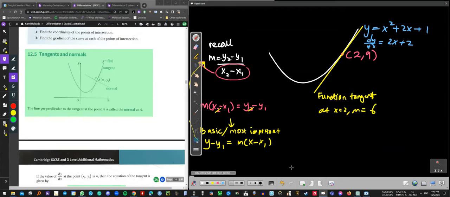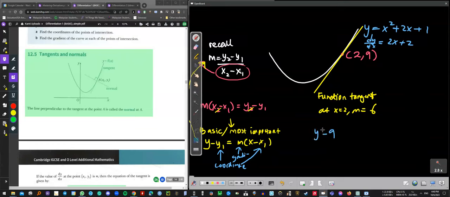Kenapa dah boleh pakai? Sebab this is your coordinates. Y1 is your coordinate with your x1. M is your gradient lah. So very simple. Plug in time. So y minus 9. Sebab you nak cari function tangent yang sentuh point 2, 9 tu. So that's why you take the coordinate of 2, 9.